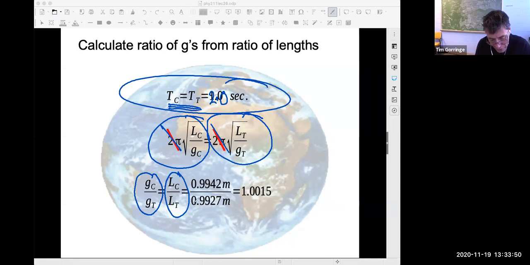And I know those 2 lengths, here they are. And I find that if I take their ratio, then the acceleration of gravity is about 0.15% greater in Cambridge than it is in Tokyo. That's the difference in the gravitational accelerations in those two locations.